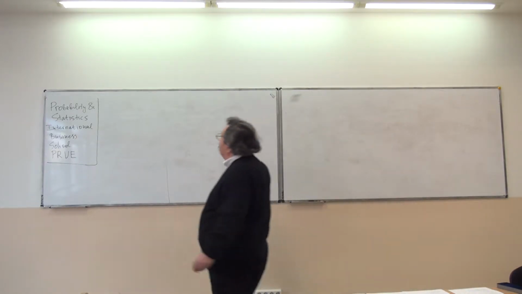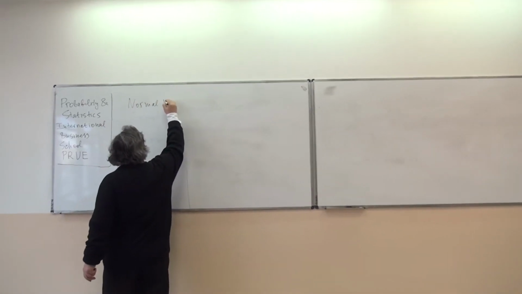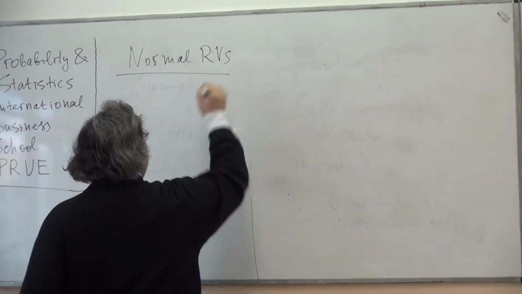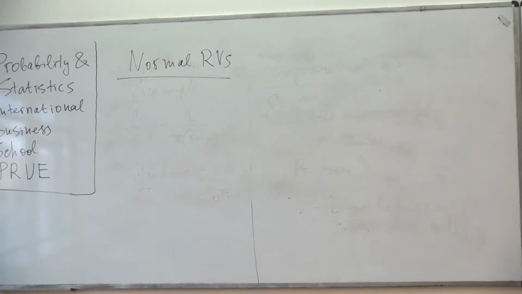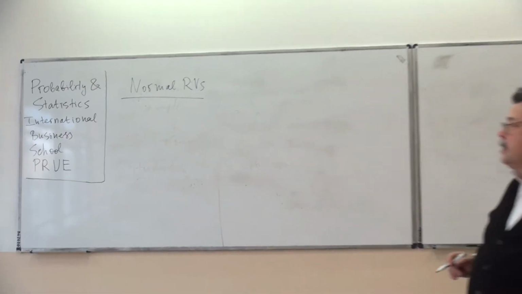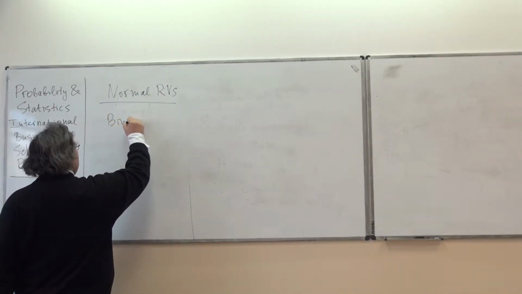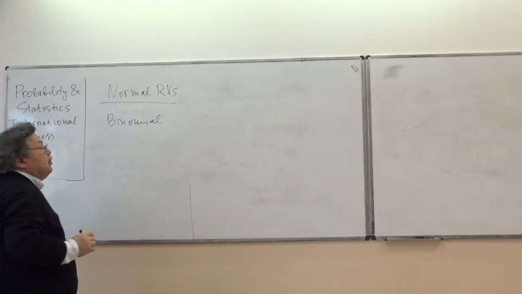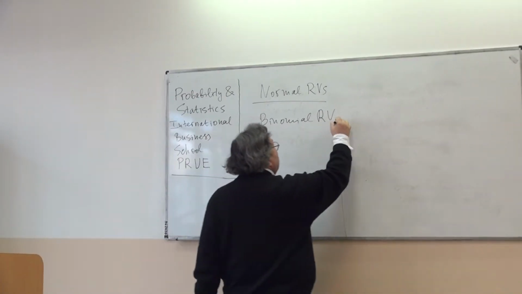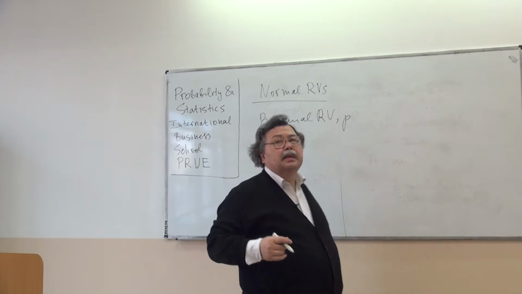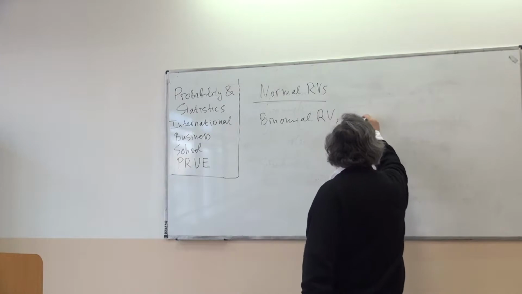Okay, so the big title here is the normal random variables. But before we actually talk about this, we'll mention this. So suppose we look at a binomial random variable with a probability of success on a particular Bernoulli trial equal to P and n trials.